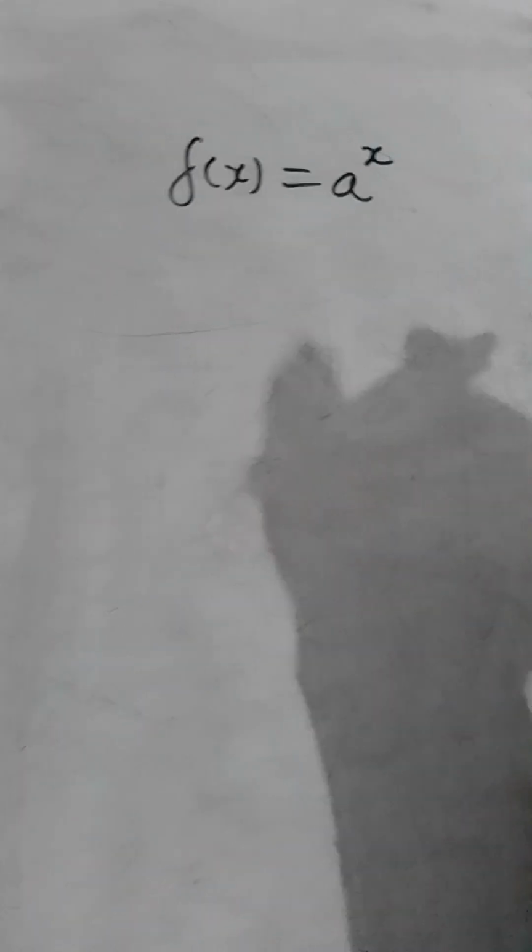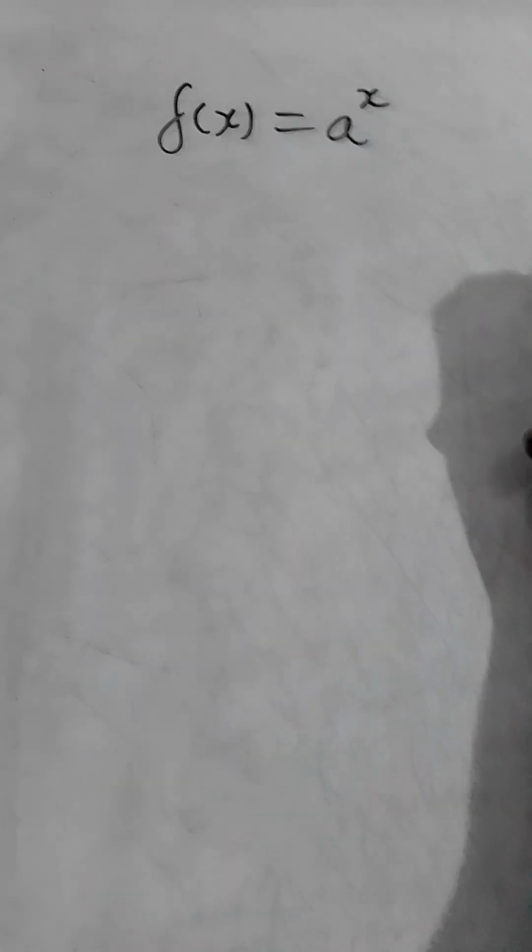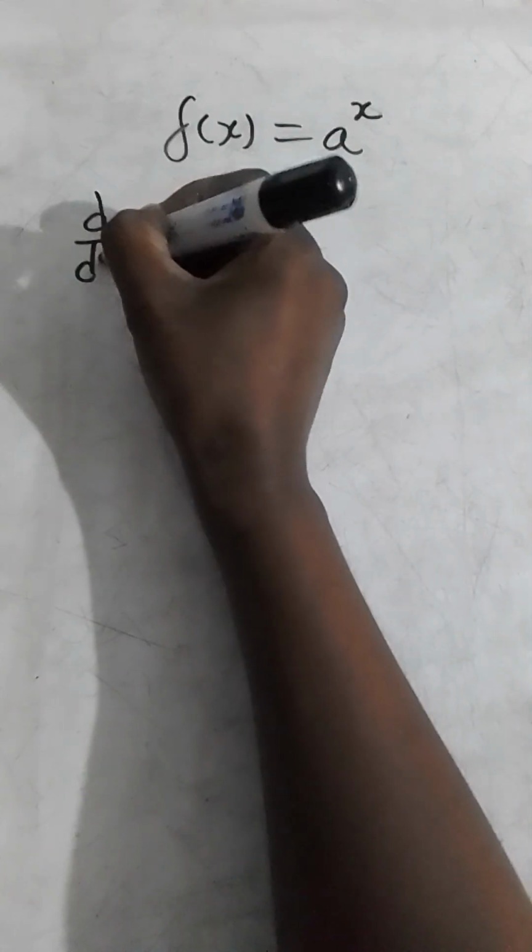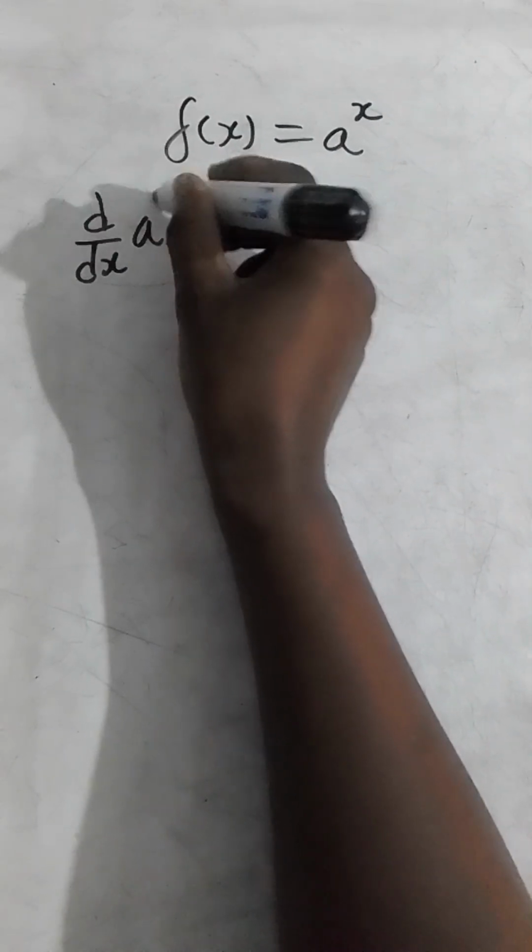Continuing with the derivatives of functions that are not polynomials, we're going to look at the derivative of the exponential function, when f of x is equal to a to the exponent x. And the question is, what is the derivative when f of x is equal to a to the exponent x? In other words, we are looking for d dx of a to the power x from first principles.